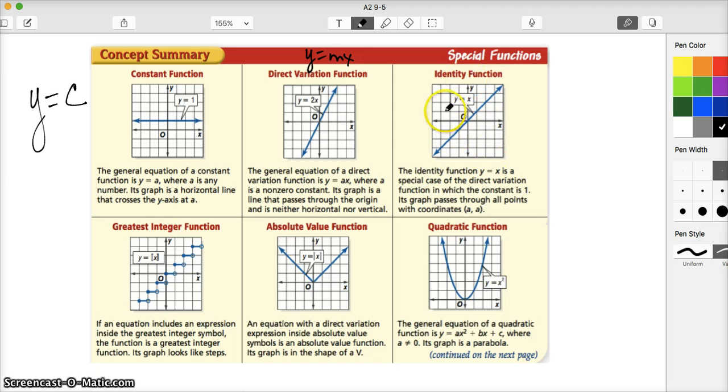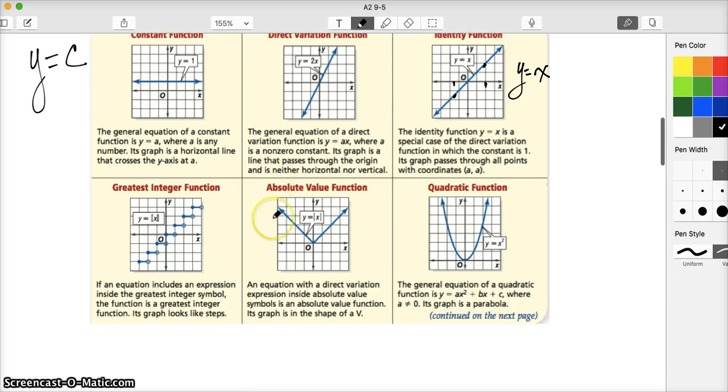Here we have y equals x, which is a play on this direct variation one. It's called the identity function. Basically, whatever y is, x is. So if x is 2, y is 2. If x is negative 1.5, then y is negative 1.5. You guys get it. It's this beautiful diagonal line, y equals x. It's also in the linear function family, so I would kind of consider all of this one.